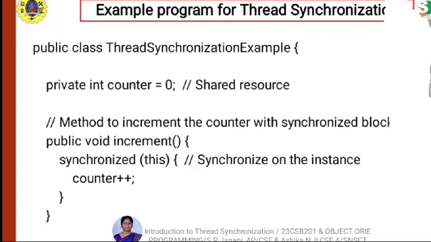So this is an example program for thread synchronization. First we declare one class named ThreadSynchronizationExample, and we share a resource named int counter equal to 0. Then we write a method to increment the counter with a synchronized block. We use a synchronized method in this program. The void increment is one method, and we use synchronized(this), synchronized on the instance, and we increment the counter.